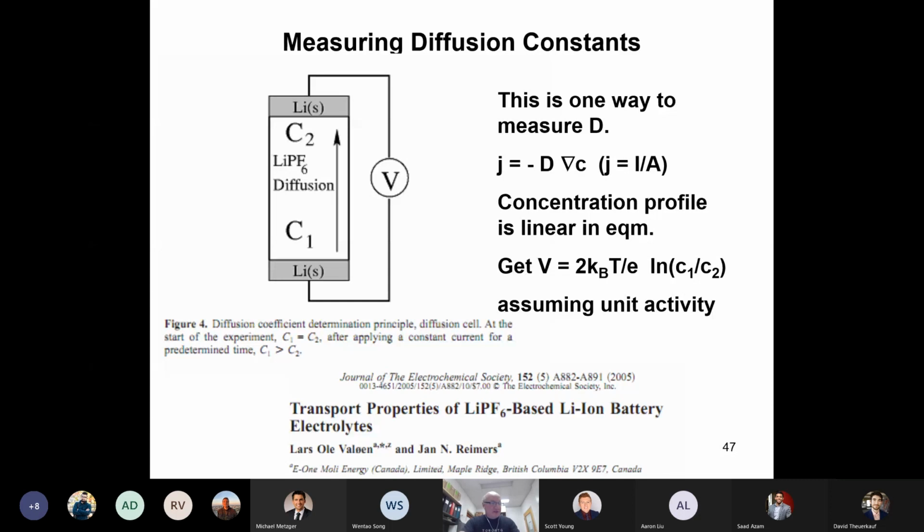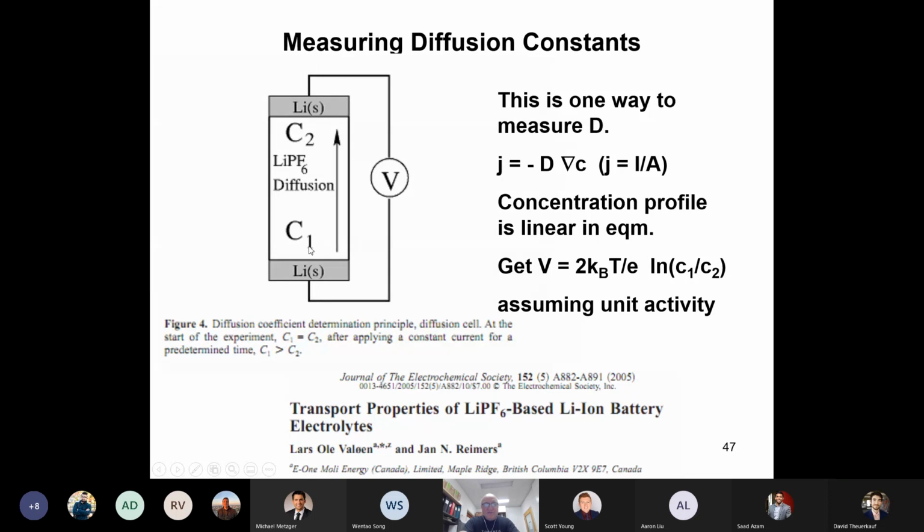It was very brief. So now I want to talk about how you measure diffusion constants of lithium in electrolyte solutions. So there's a number of ways to do this. You can use NMR spectroscopy. I'm not going to talk about that method. I'm going to talk about this very simple method that many people use, but this particular paper by Lars Ole Valoen and Jan Reimers from Moly Energy is a really good one to take a look at.